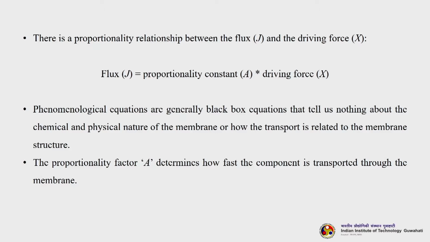That means the type of polymer or type of material that is used to prepare the membrane, and what their physicochemical properties are. And then how the transport is related to the membrane structure, this phenomenological equation is also silent about. It is not telling, because you see the equation is just a proportionality constant times the driving force. So, what is the proportionality constant? The proportionality constant determines how fast the component is transported through the membrane. It has nothing to do with the membrane material and how the transport is happening. It is just telling how fast the component is transported through the membrane.